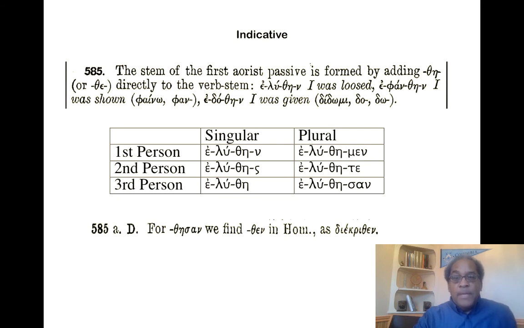So, backing up, we start with the indicative, where we're going to see theta-eta, or just eta. And so the stem of the first aorist passive is formed by adding theta-eta directly to the verb stem. So this is our indicative. Elythēn, elythēs, elythē, elythēmen, elythēte, elythēsan.